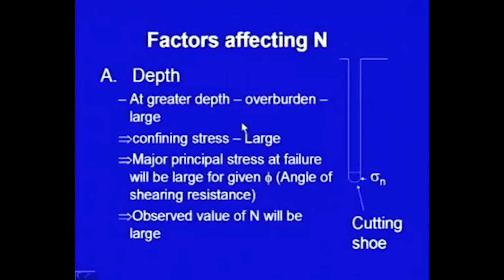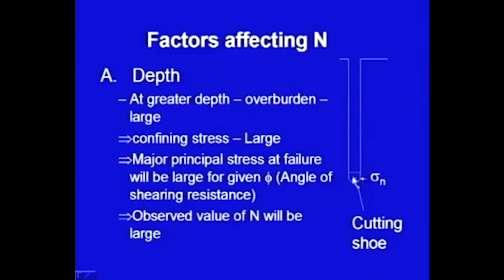Let me discuss some factors which affect N, because we are going to correct this N for those factors. The first factor is the depth at which we have conducted the test. Here I have shown a bore hole, and here there is a cutting shoe. The cutting shoe is cutting this soil, the soil is filling here, and let us say there is some depth here. This is the depth at which the test is being conducted.